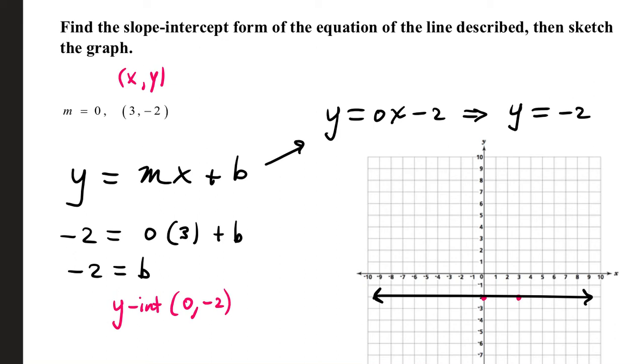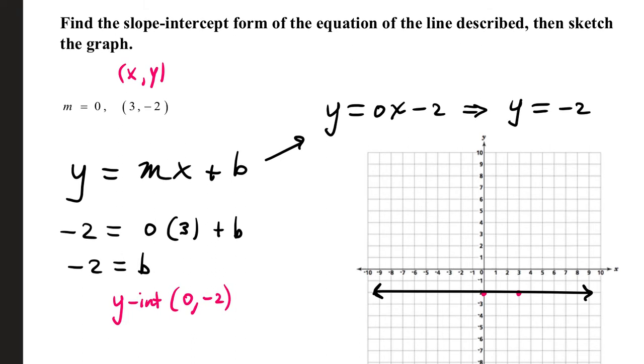Find the slope-intercept form of the equation of the line described, and then sketch the graph. We have a line described as having a slope of 0 and passing through the point (3, -2). A slope of 0 means that you have a horizontal line.